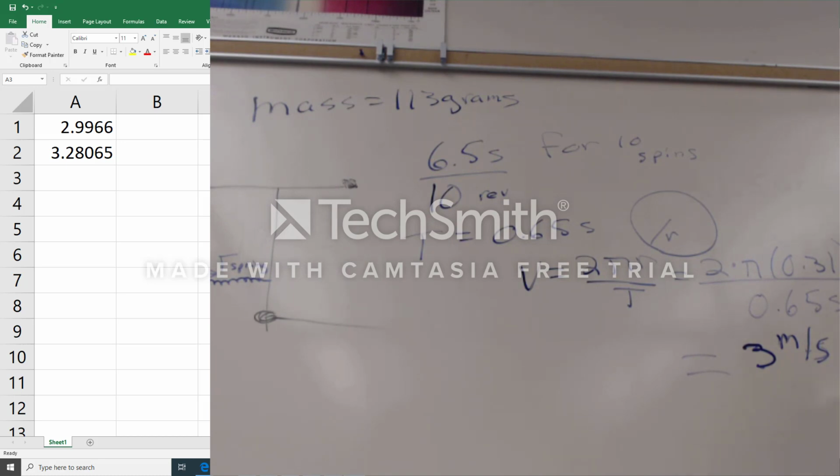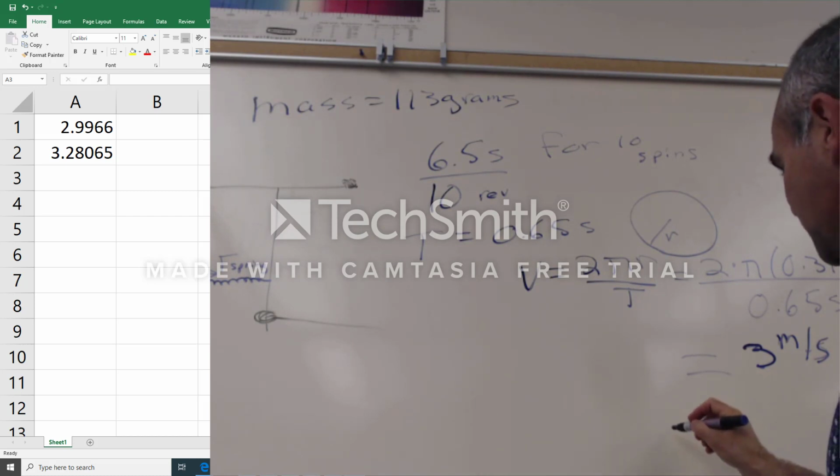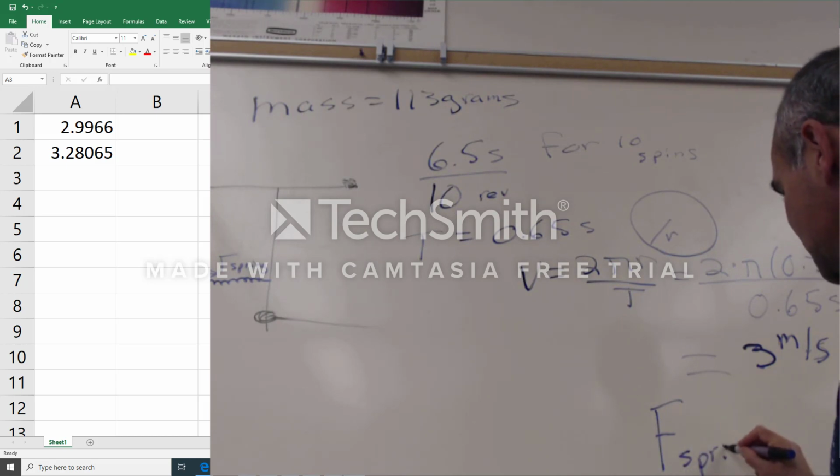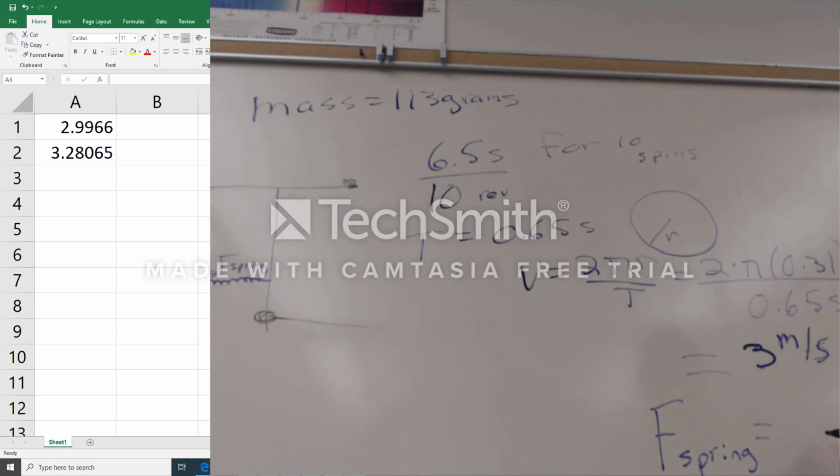Okay, and 3 meters per second, I can relate that to the centripetal force, because the centripetal force is also going to be equal to the spring force, or the spring force is the centripetal force. It's equal to the mass times the acceleration. The acceleration is equal to v squared divided by r. That's our v. That's how fast the object's moving, 3 meters per second.